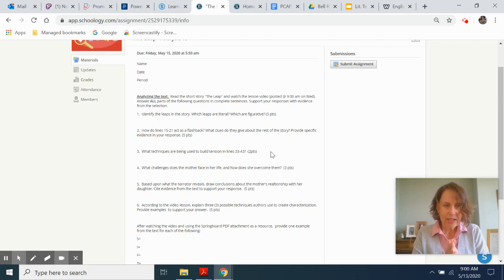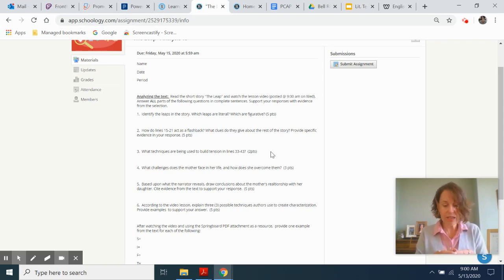It says, let's look at what techniques are being used to build tension in lines 33 to 43. So remember, that tension in a piece of literature is what really helps build the suspense. We've talked about that. So we have this conflict often happening, which creates this tension for us as a reader, that leads to suspense because we want to know what's going to happen next. That's why we keep reading. That's why we keep watching. That's why we tune into the next episode. In a story, it's why we just keep turning those pages. We want to know. So we're looking for tension here.